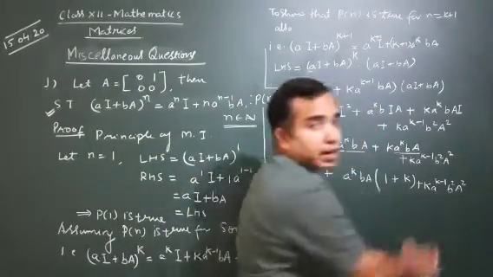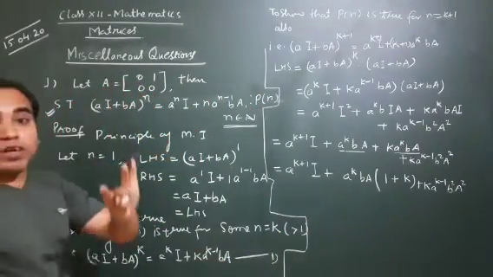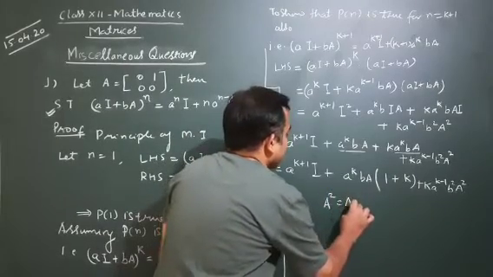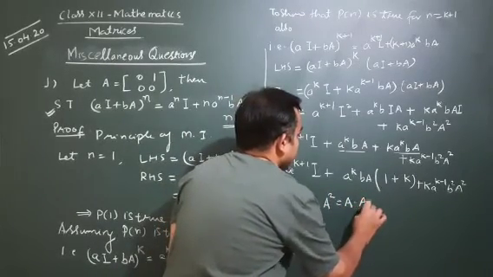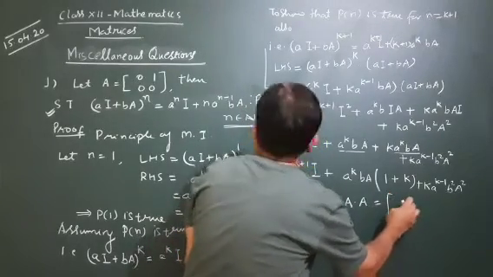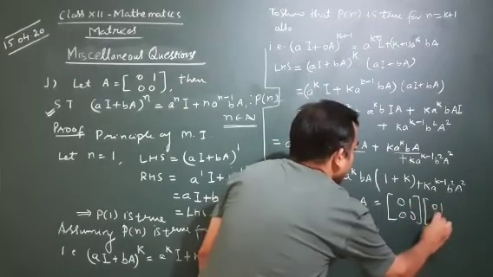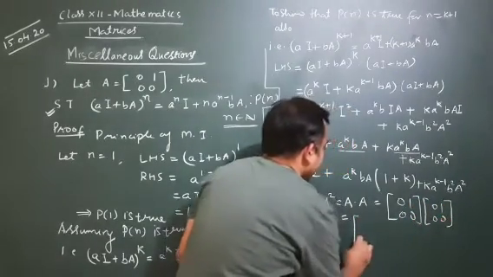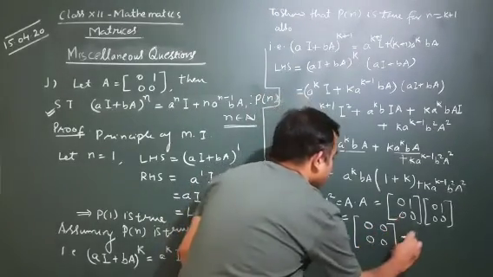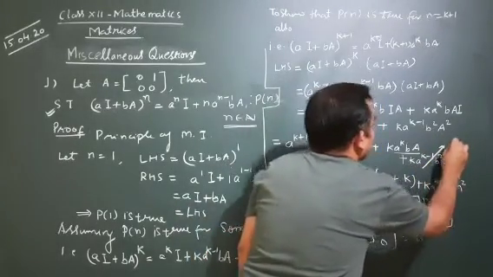So this is purely undesired term. Now this a value is given and we have not yet used. Let us make use of it. Let us find a square. A square means a into a, which means 0 1 0 0, 0 1 0 0, and if I multiply, let us see, 0 0 0 0, 0 matrix will come. So this term becomes 0.